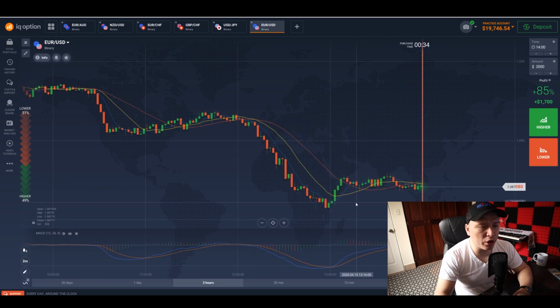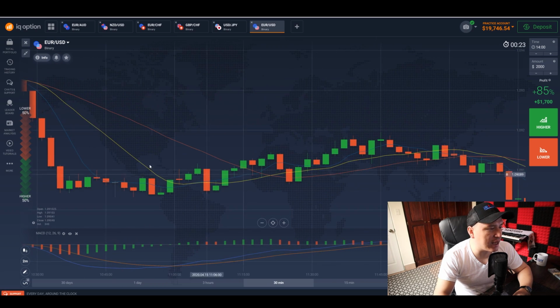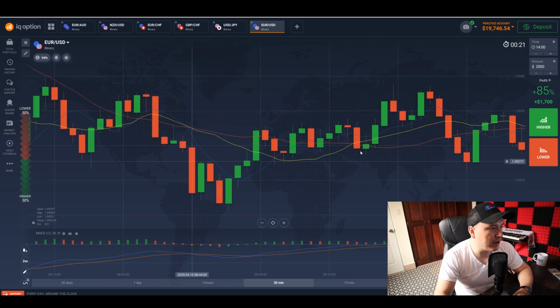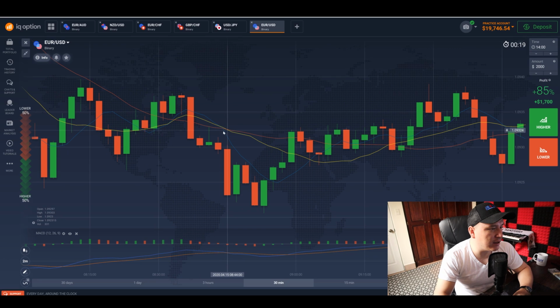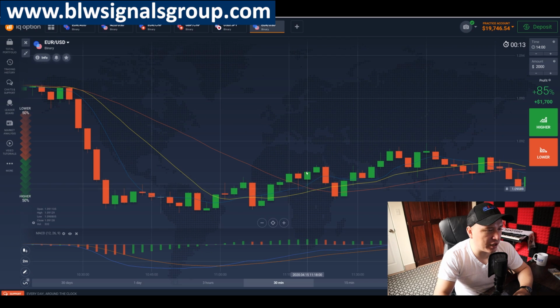So the strategy works the following way, very simple. When the blue line is going across the yellow line, it's a call. And when the blue line is going across the yellow line going down, let me find one like that. Yeah, we can call it this. It's a put. You see, it's a red candle and here is a green candle.